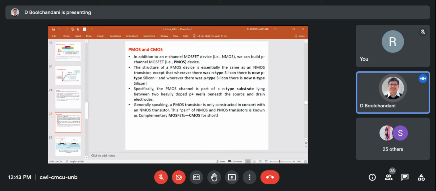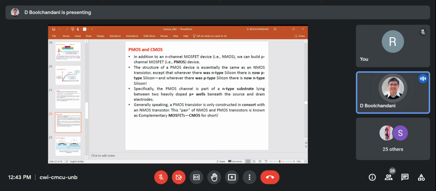So similar to Nmos, we can have a Pmos transistor also, right? The structure of the Pmos device is essentially the same as the Nmos transistor, except that wherever there was N-type silicon, there is now P-type silicon, and wherever there was P-type silicon, there is now N-type silicon. Especially the Pmos channel is a part of the N-type substrate lying between two heavily doped P wells beneath the source and drain electrodes.